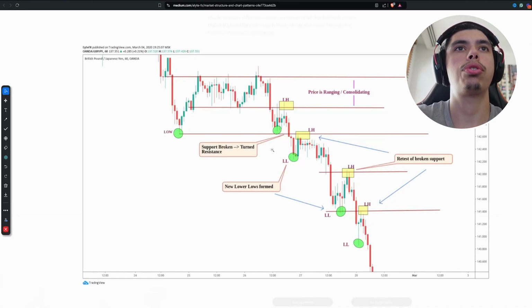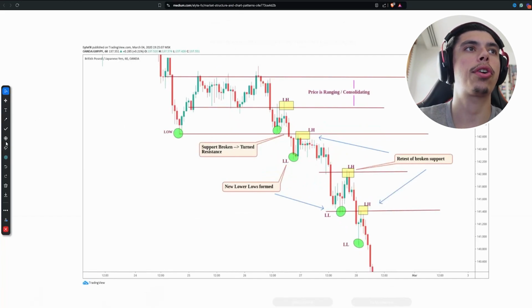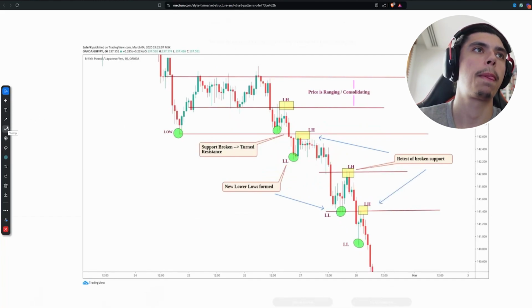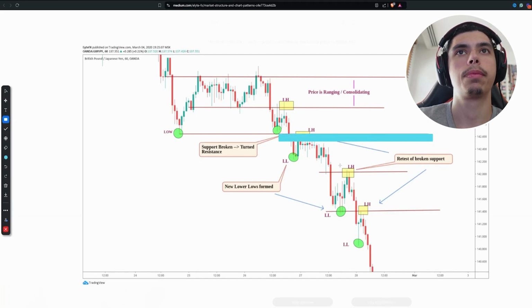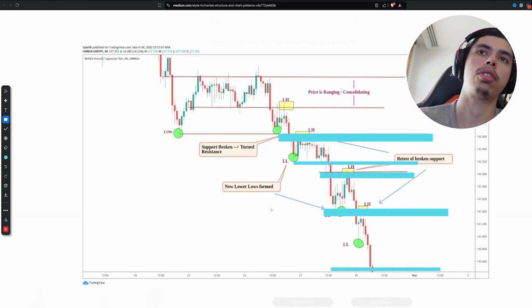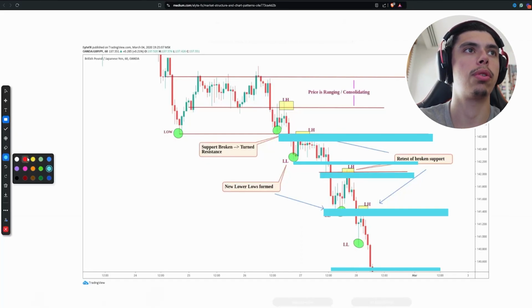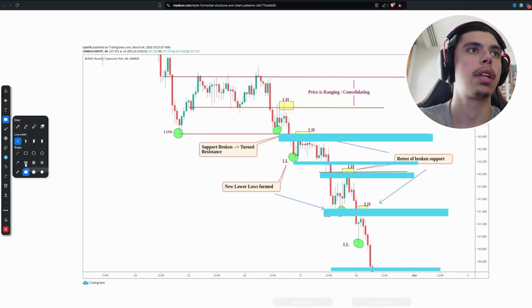I want you to stop looking at markets like this and look at the market something like this. All of these scenarios on the chart are just ranges. Market structure is price moving between a range. That is what market structure is. Here's your range in between. We can use a green color to show that.